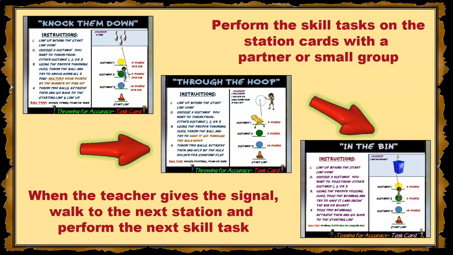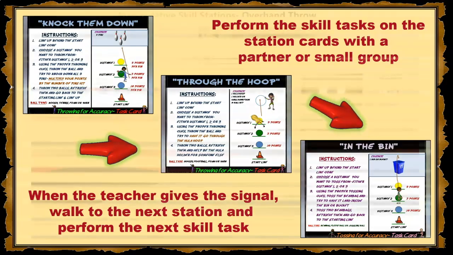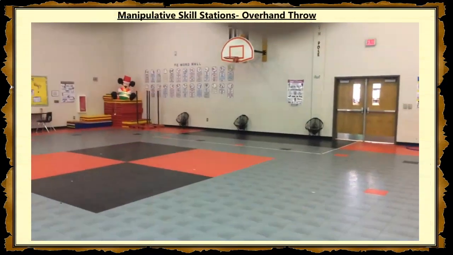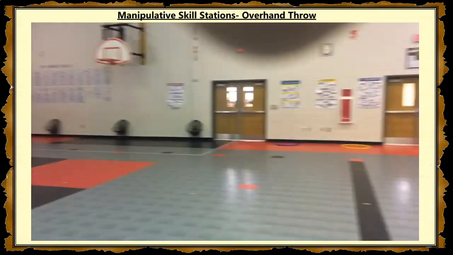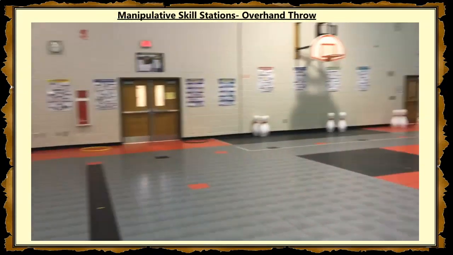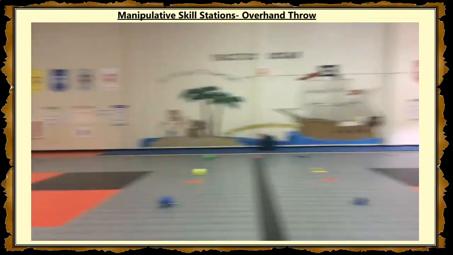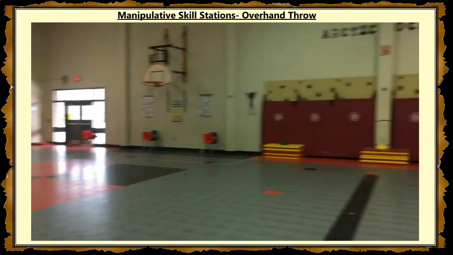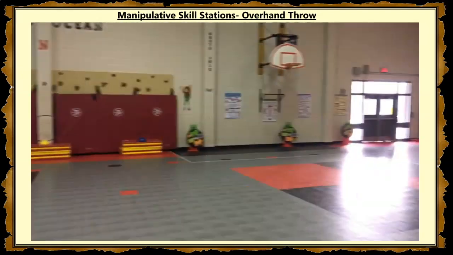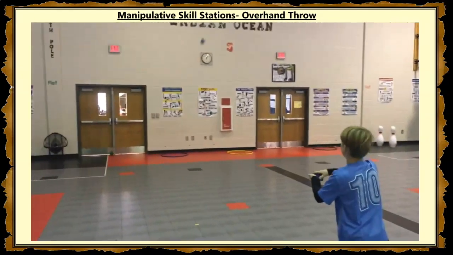I'm going to show you an example of an overhand throwing station set. Throwing station set up: Spider-Man nets, down hula hoops, giant pins, big orange cones, upright hula hoops, and Delta targets.